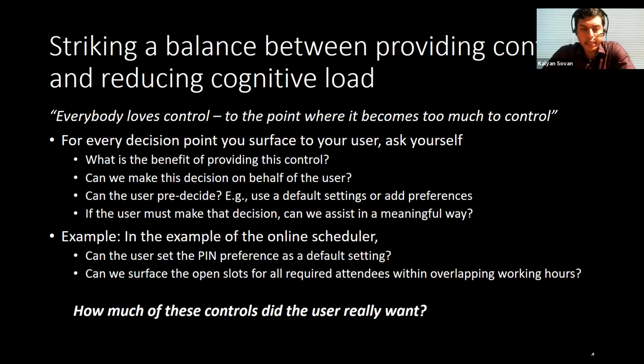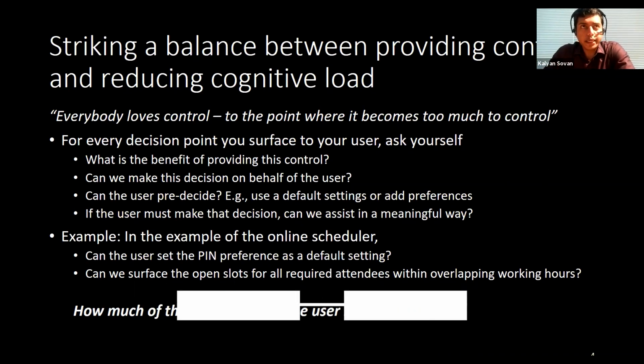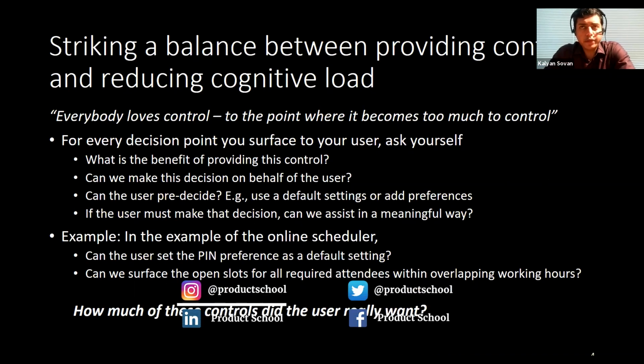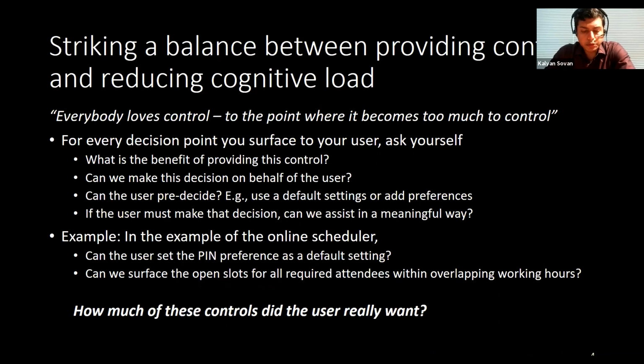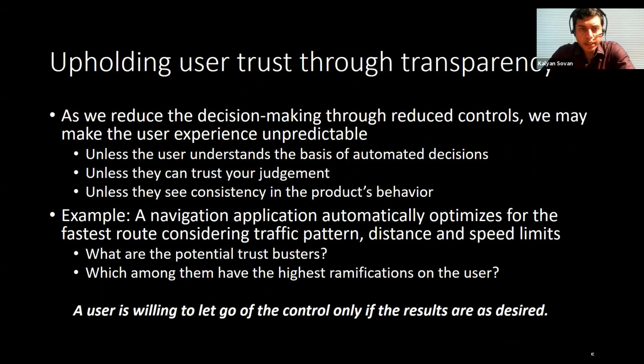So essentially, where we think a product can add value is to understand how much of these controls that we can provide to a user, the user really wants, right? And if you think that some of these controls they do not really need to have, even if they initially think otherwise, I think we should use our judgment to decide how much we can automate over here. But having said that, right, like automation always comes at a cost. And in some cases, the cost can be the trust of the user.